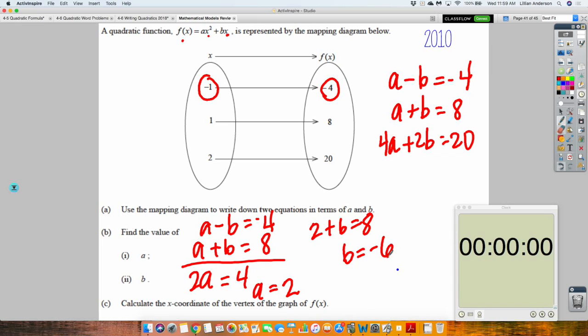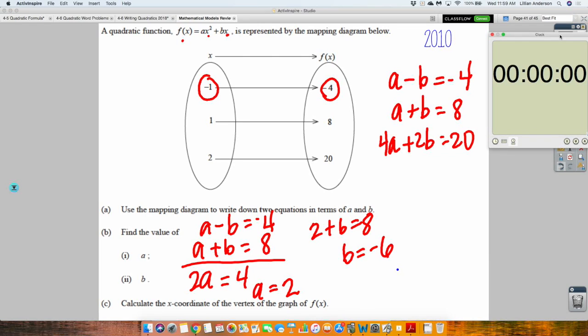All right. Now you have to find the values of a and b, which means you're going to have to do what? Elimination or substitution. It's a system. If you use the first 2, it's actually pretty simple because one of your variables is positive in one and negative in the other. So 2a equals 4. A should have been 2. And then b would have been 6, because you would have had 2 plus b equals 8. So b equals negative 6.